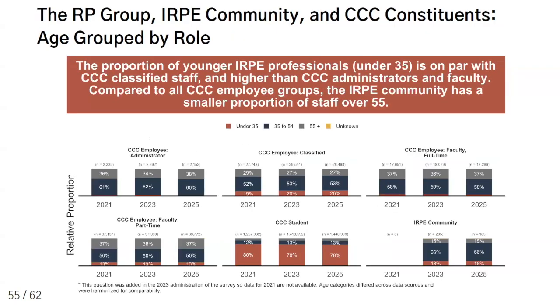All right, so this next one is by age, and what you can see here is that same breakdown with each graph. The findings of this analysis show that the proportion of younger IRPE professionals under 35 is on par with California Community College classified professionals, and higher than administrators and faculty. And compared to all groups, the IRPE community has a small proportion of staff over 55, going back to some of the other findings we saw a little bit earlier in the deck as well. All right, so next slide.